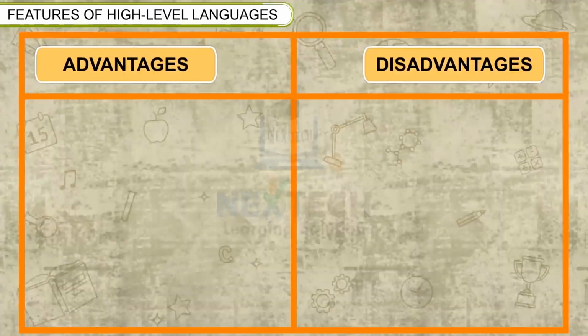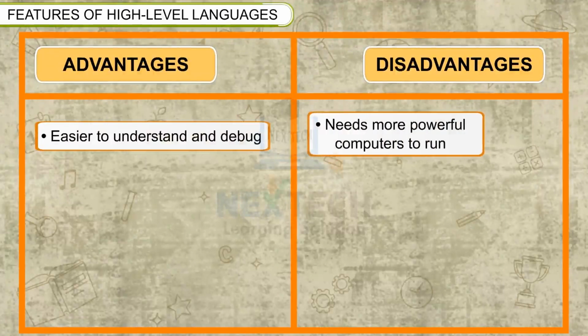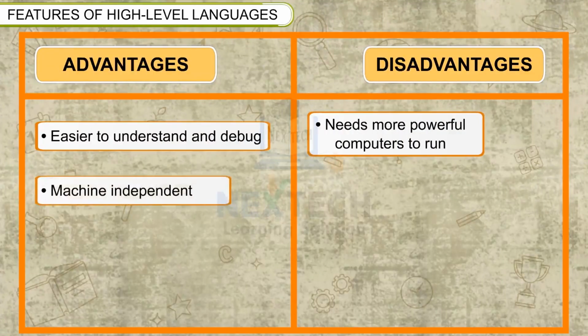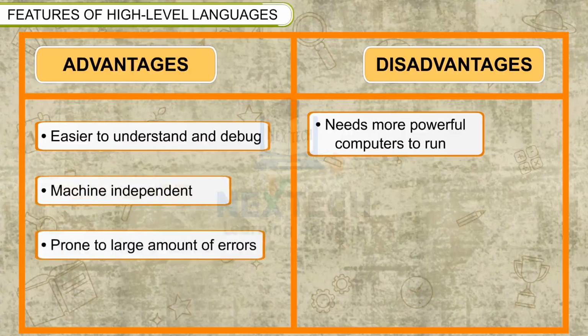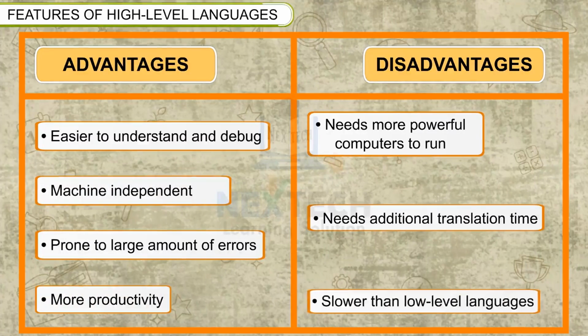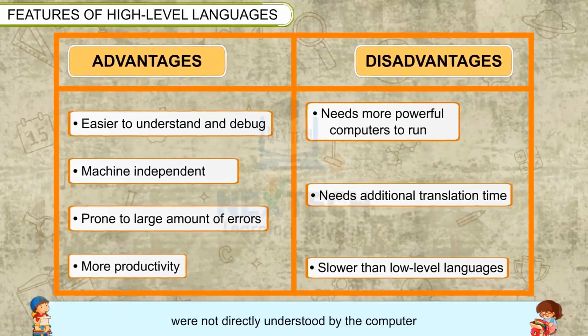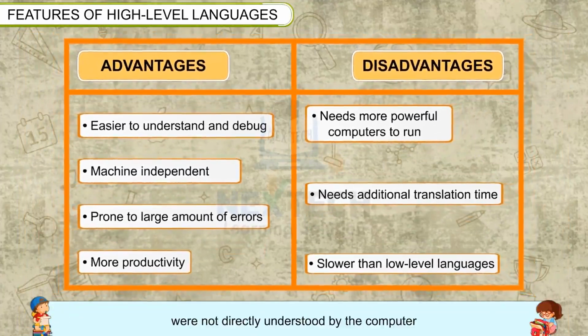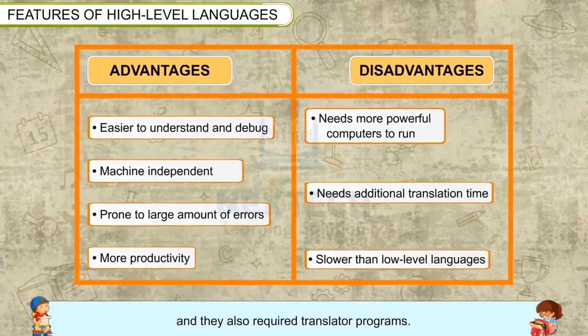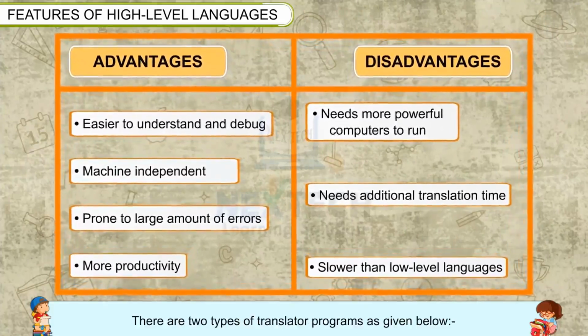Advantages, disadvantages. Easier to understand and debug. Needs more powerful computers to run. Machine independent. Prone to large amount of errors. Needs additional translation time. More productivity. Slower than low-level languages. These programs, like assembly language programs, were not directly understood by the computer, and they also required translator programs. There are two types of translator programs as given below.